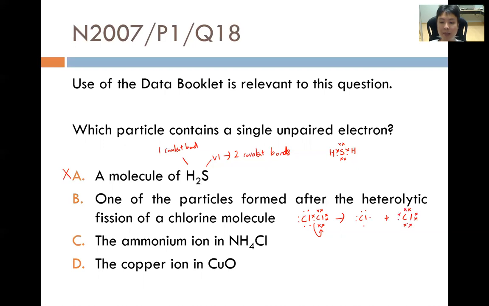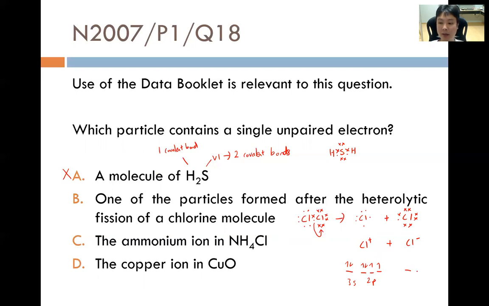Okay, so the heterolytic fission will actually produce the Cl+ cation as well as the Cl- anion. So the question is whether any one of these particles has a single unpaired electron. If we look at the electronic configuration for Cl+, just looking at the valence shell, it will actually be 3s2 and 3p4. And it has actually 2 unpaired electrons, and hence the Cl+ ion is not a particle that contains a single unpaired electron.